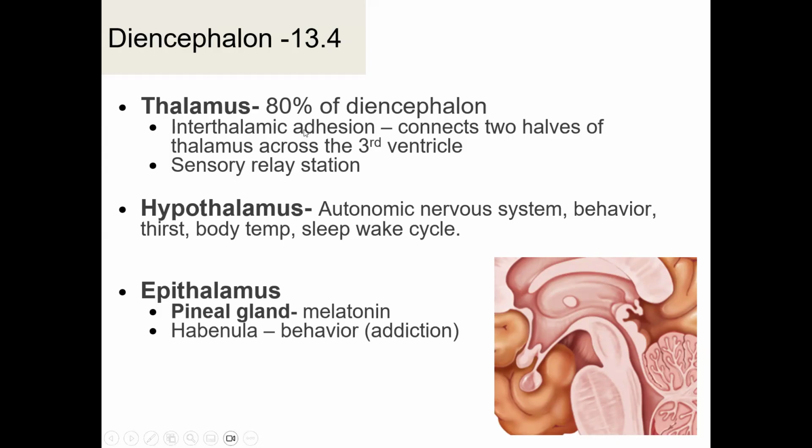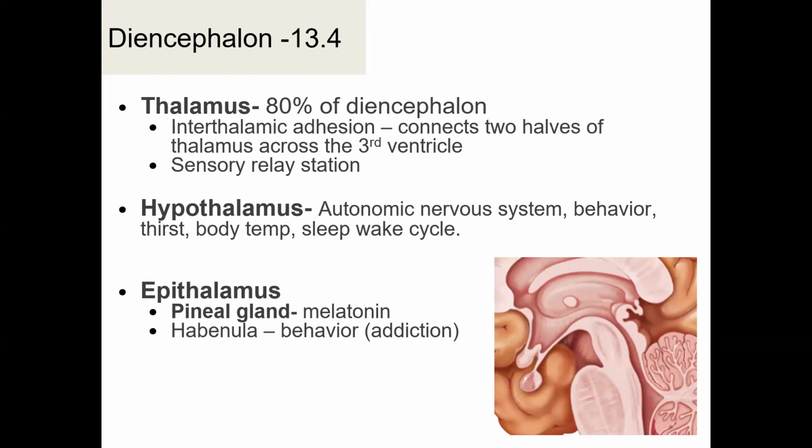This interthalamic adhesion is just where we actually have the connection. So the third ventricle, another space where we have cerebrospinal fluid, kind of splits the thalamus in half. Just like we have the corpus callosum to connect the right and left sides of the brain, we need a way for that information to still get to all the portions of the thalamus. So the interthalamic adhesion is kind of the bridge, how we keep the thalamus connected, even though that third ventricle passes through that structure.